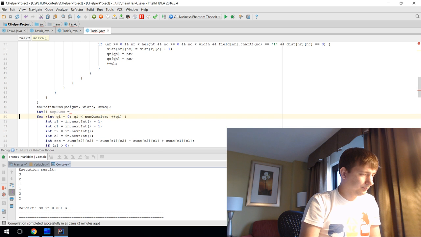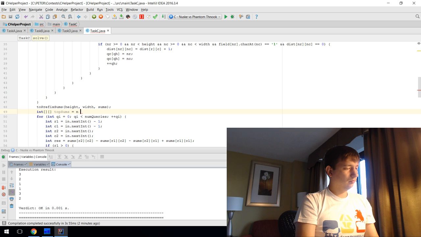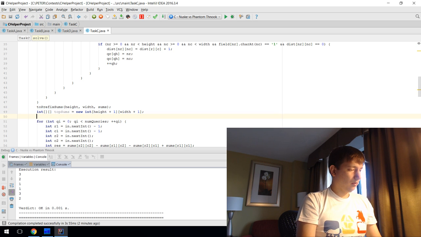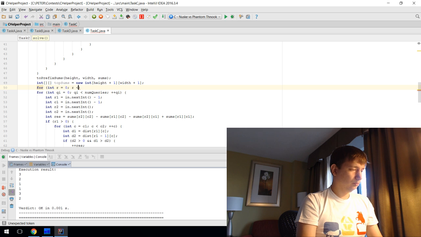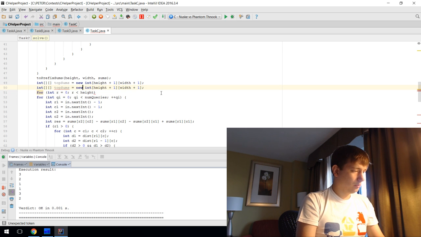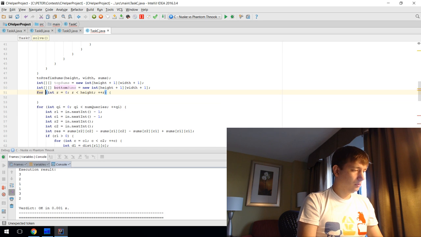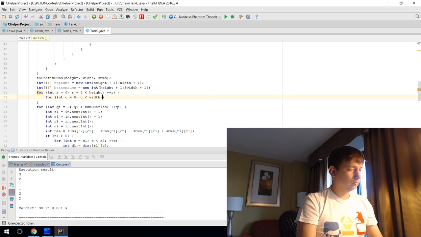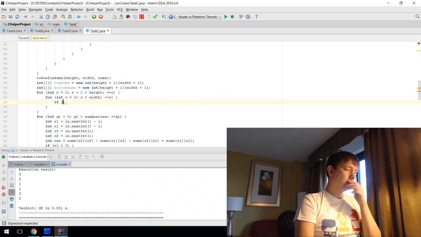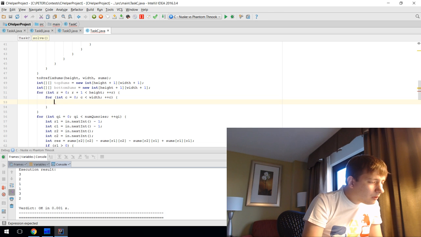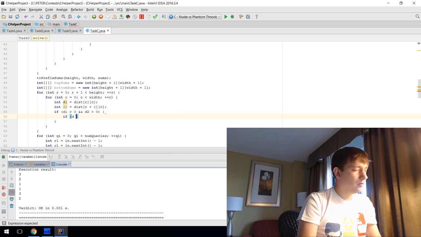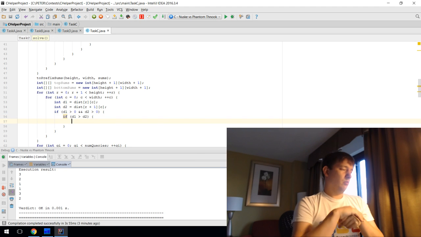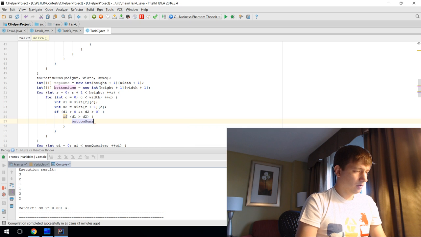Top sums, and then for top sums we have this, top sums and bottom sums. If d1 equals dist fc and d2 equals dist n plus 1 c, if d1 more than 0 and d2 more than 0, then if d1 is more than d2, then it's a bottom sum, right? So, yeah, bottom sums.